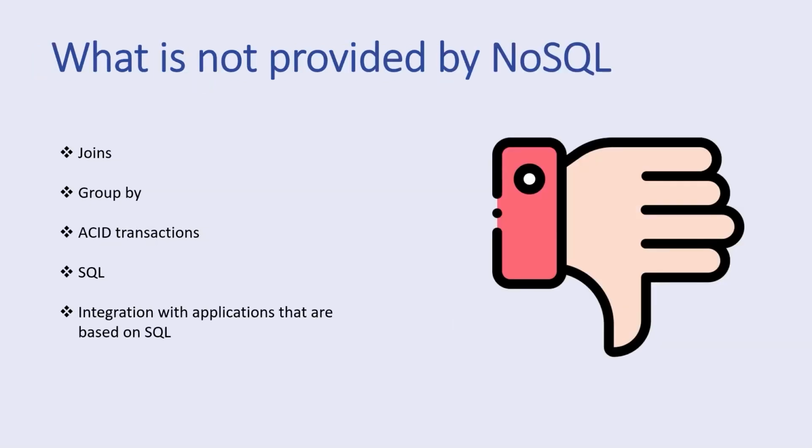What is not provided by NoSQL? NoSQL does not provide the facility of joins. It does not provide the facility of group by. All the ACID transactions are not available. It is not SQL friendly. And the integration of applications that are based on SQL is not available in NoSQL.